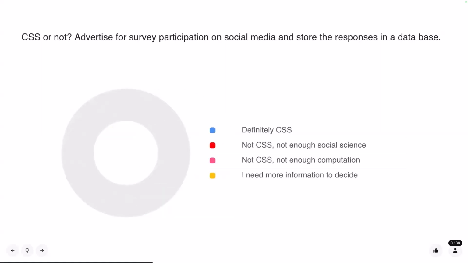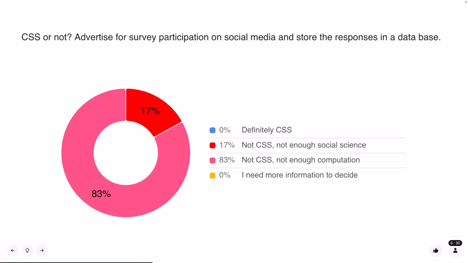So what do we reckon? Is this a computational social science project or not? We're advertising for survey participation on social media, and we're going to store the responses in a database. So straight out the gate, some people are saying that it's not CSS because there's not enough computation. Some are also saying that it's not CSS because there's not enough social science.